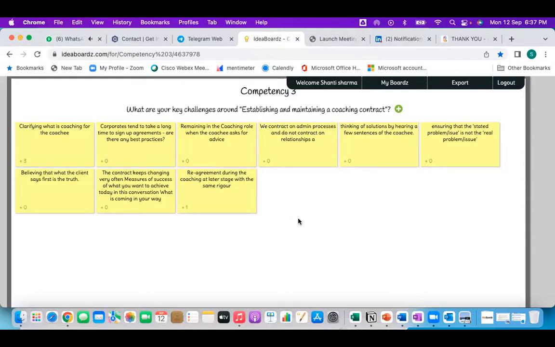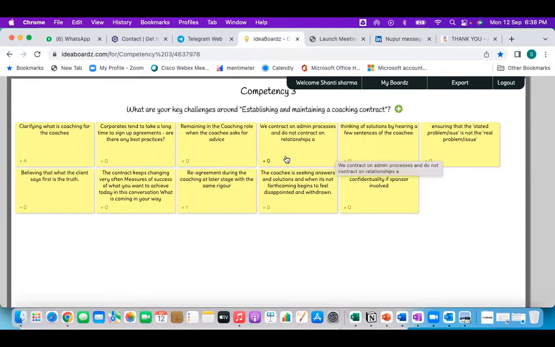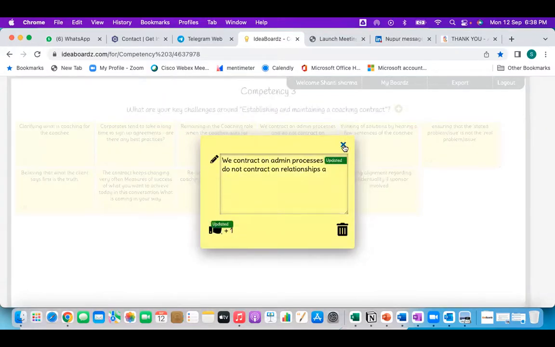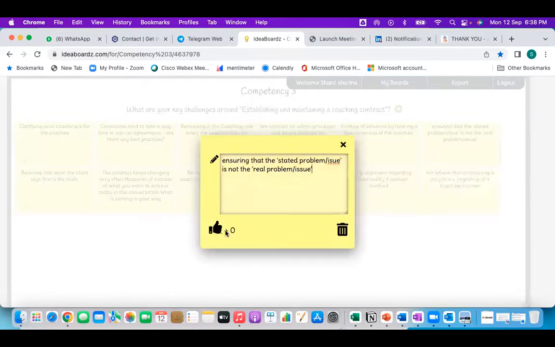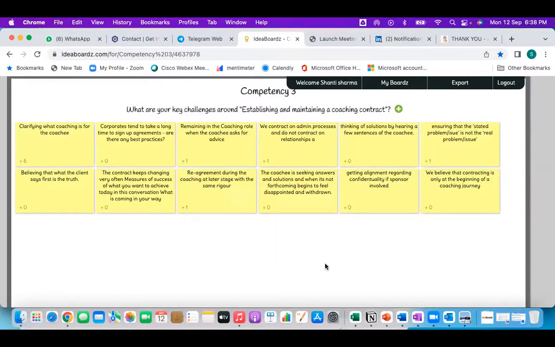It would be nice if we can also read others' challenges and see whether we want to vote them up. Lovely. We have some statements on session level contracts and some on overall coaching contracts. Nothing else?